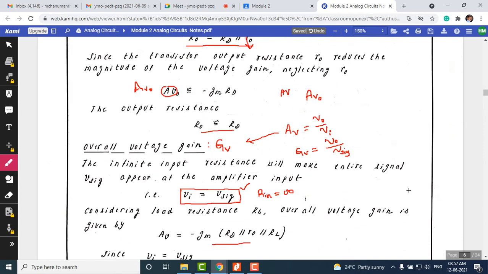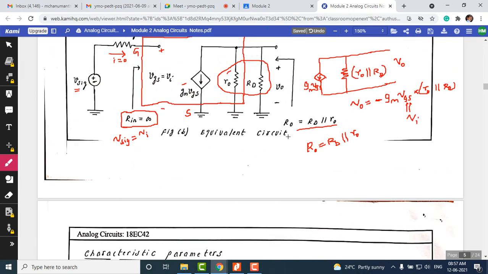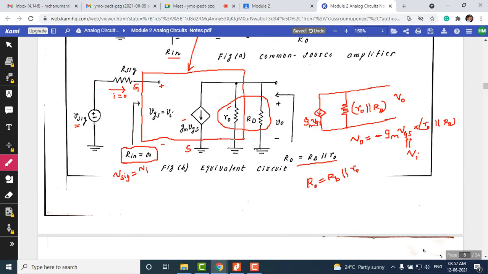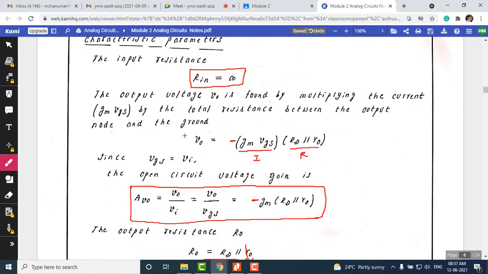Looking at the circuit, we can also write this directly. Av and Gv: Av is based on this equation. We know that this is a basic output voltage equation. So we know that this is Av naught. Av naught means there is no RL here. Av naught is defined as V naught by Vi with RL equal to infinity. Whereas Av is the same definition, V naught by Vi, but here we are not going to make RL infinity. RL is now not equal to infinity.